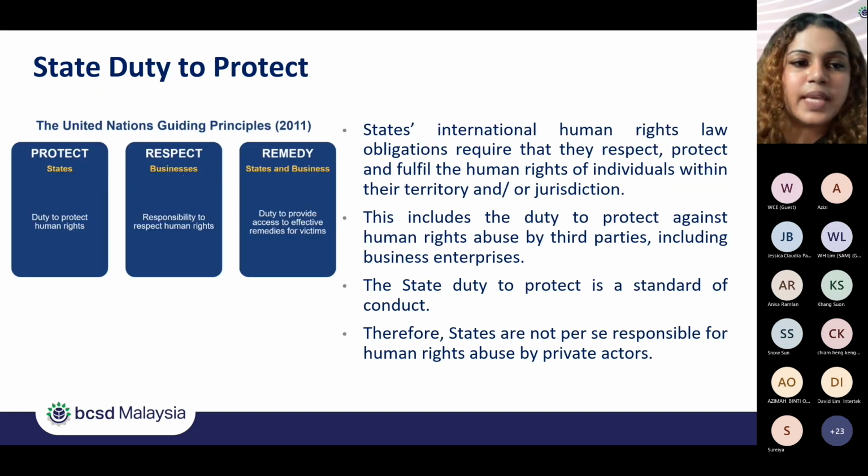Let's start with the state duty to protect. International human rights law lays down obligations which states are bound to respect. Now, what does this mean? So, by becoming parties to international treaties, states assume obligations and duties under international law to respect, to protect, and to fulfill human rights.